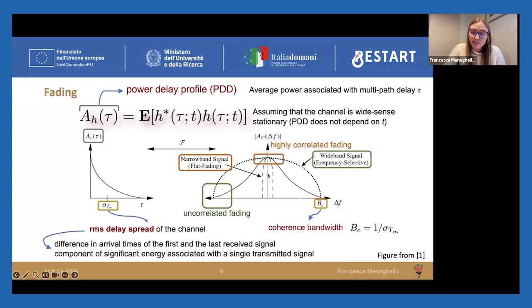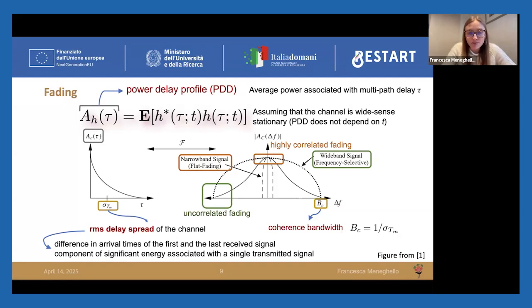The other situation is when we have a signal that has a bandwidth that is comparable to or higher than the coherence bandwidth. In this case, the components of the signal that are spaced apart by a quantity comparable to the coherence bandwidth will experience very uncorrelated fading, as you can see here, where the correlation is actually 0. And in this case, we talk about frequency selectivity, so frequency selective fading.